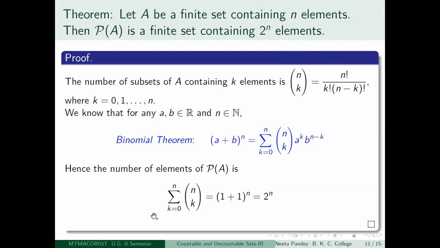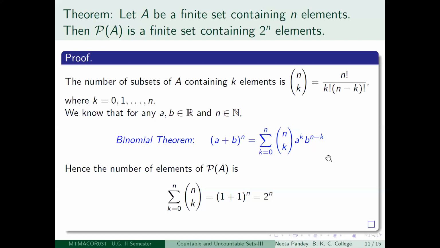So you have to add all these numbers to get the total number of elements in the power set of A. Now I am using a result called the binomial theorem, which you have already seen, I think, in your high school, as well as in a previous course at the undergraduate level, that if you take any two numbers a and b, then (a + b)^n is given by this formula: n choose 0 b^n plus n choose 1 a b^(n-1) plus n choose 2 a^2 b^(n-2) plus etc. plus n choose n a^n b^0.